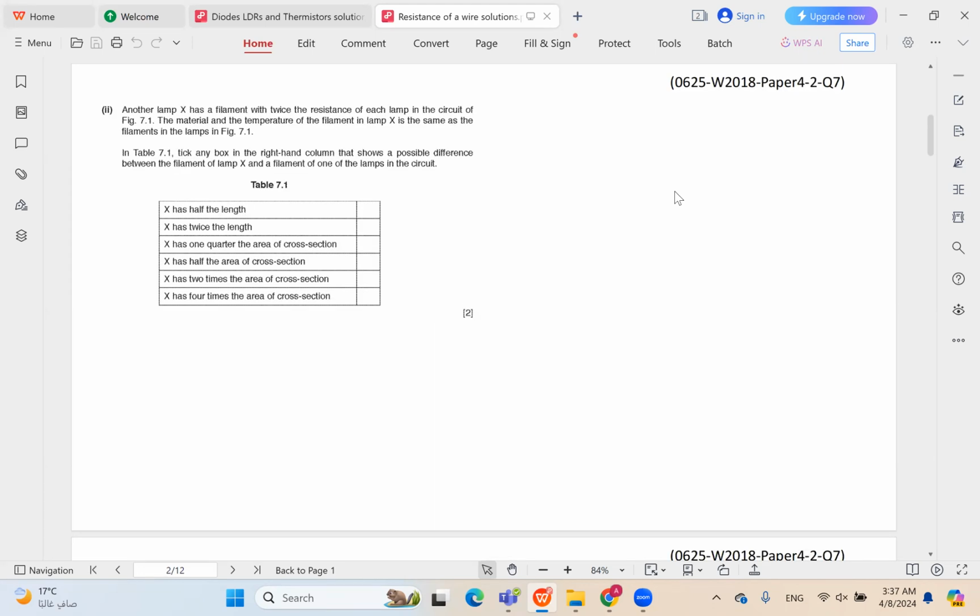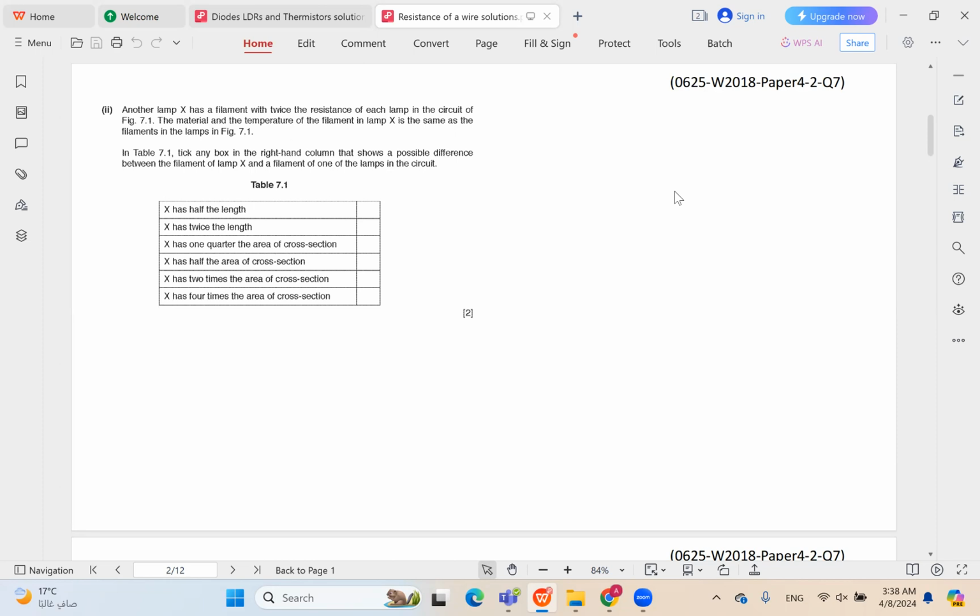Another lamp X has a filament with twice the resistance of each lamp in the circuit of figure 7.1. The material and the temperature of the filament in lamp X is the same as the filaments in the lamps in figure 7.1. In Table 7.1, tick any box in the right-hand column that shows a possible difference between the filament of lamp X and a filament of one of the lamps in the circuit.